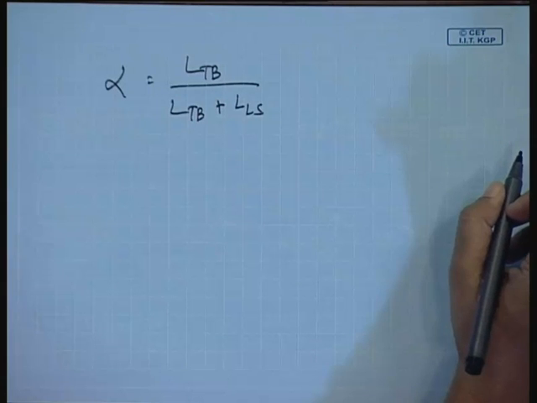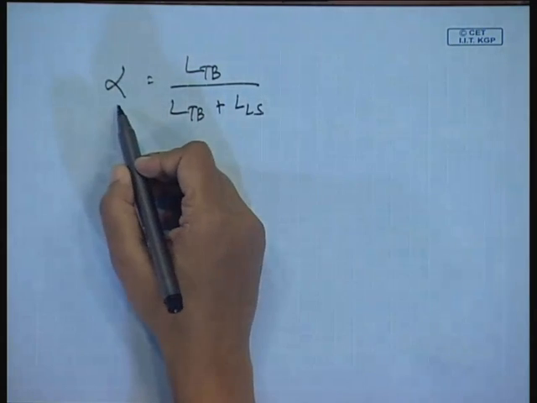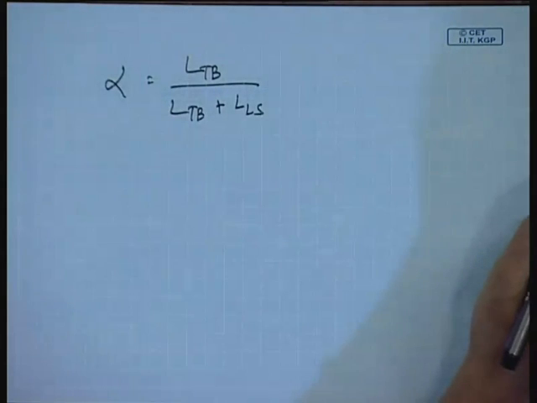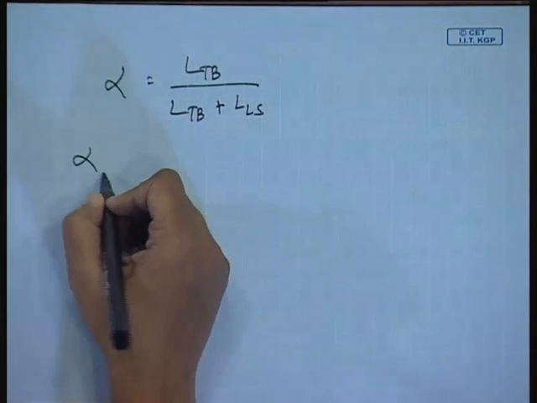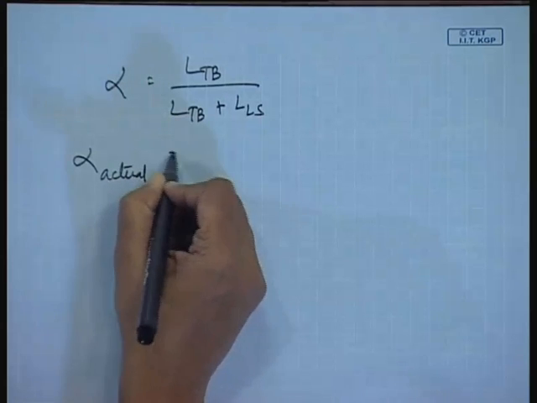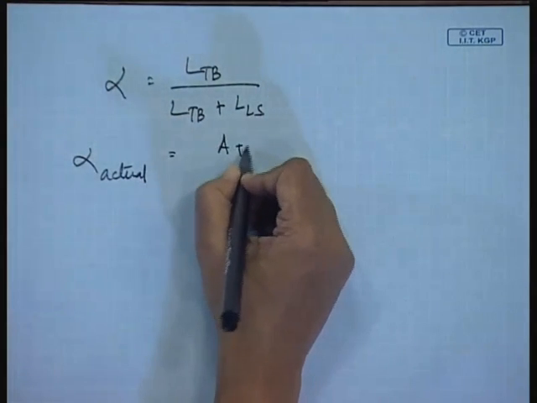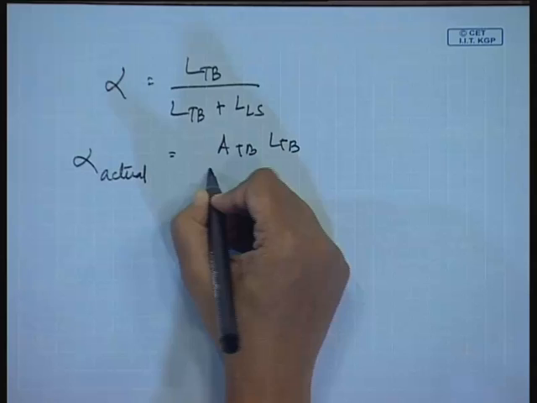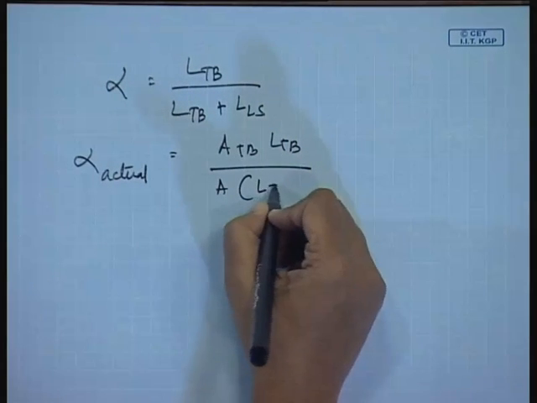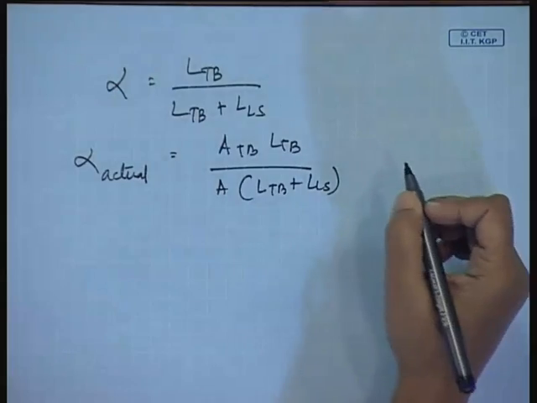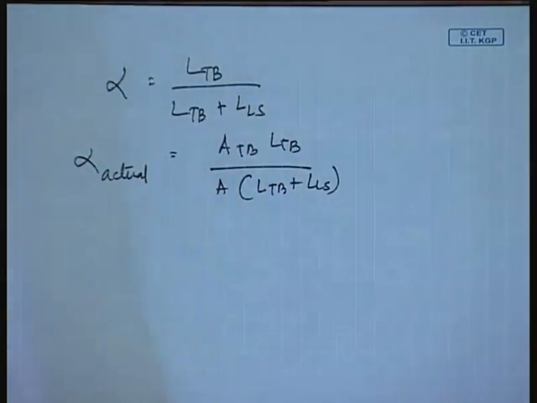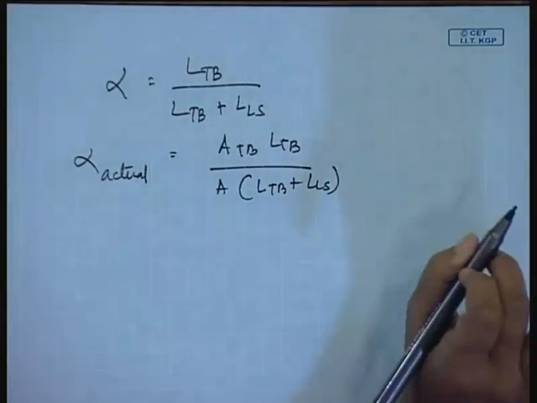Can we write that alpha is equal to this? We cannot do this now. Why? Because in this particular case the actual alpha, this is what, A_TB L_TB by A into (L_TB plus L_LS). Try to understand this very well. You can find it in books, but concept please try to understand. Do you agree with me?